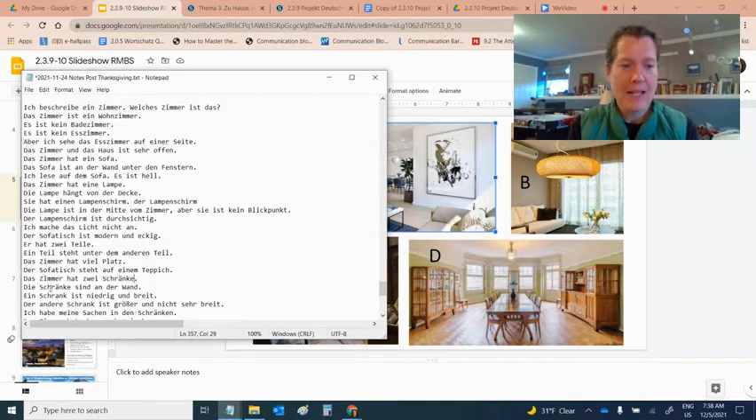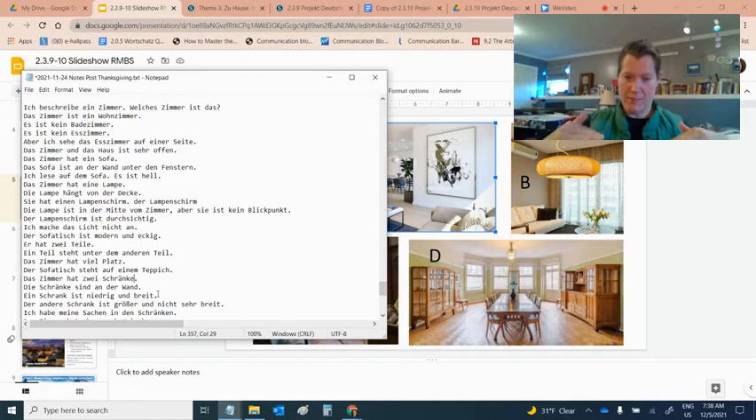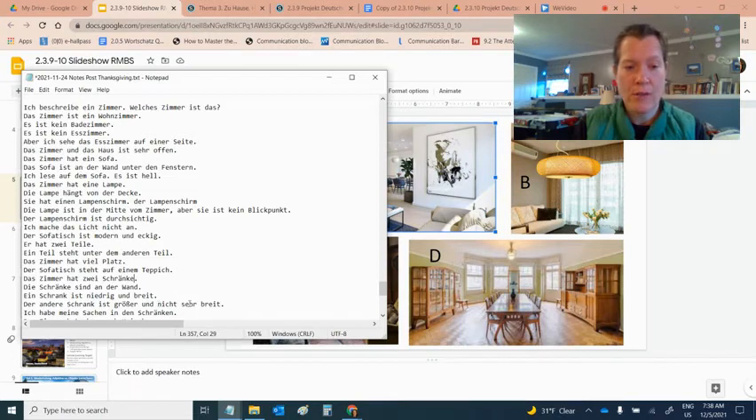Okay, so what did I say? Die Schränke sind an der Wand. Where are they? Against the wall. Okay, and there are two. Ein Schrank ist niedrig, low, und breit, really wide, right? Und der andere Schrank ist größer und nicht sehr breit. Breit is going to go on my vocabulary list. Niedrig is also. All right, it's low and wide. The other one is larger and not as wide.